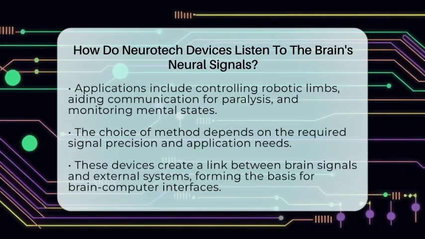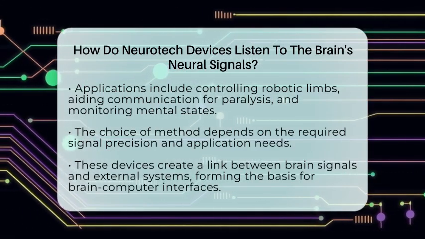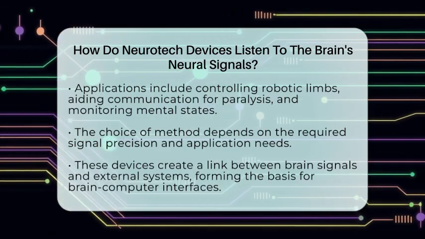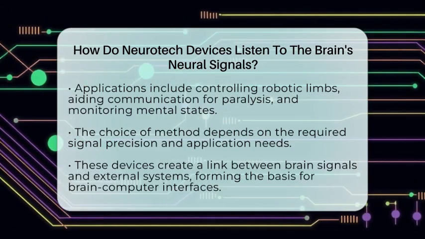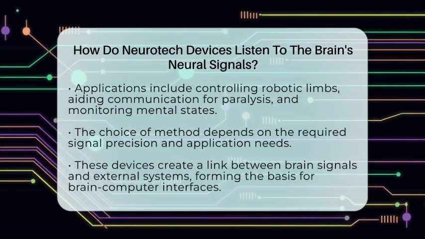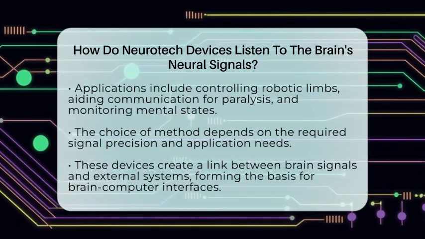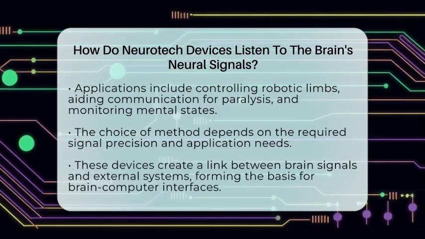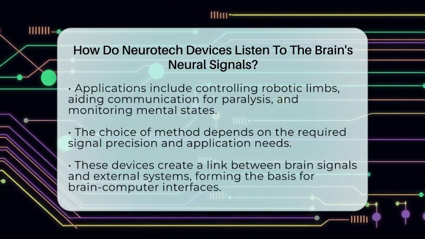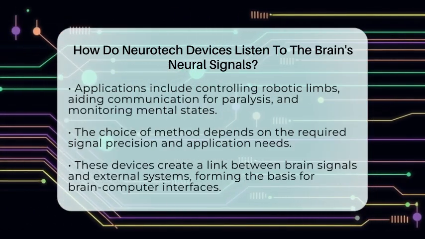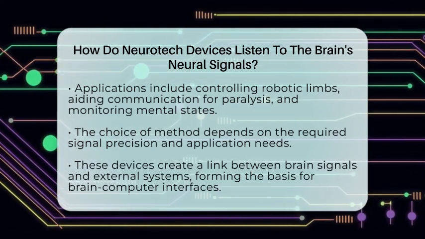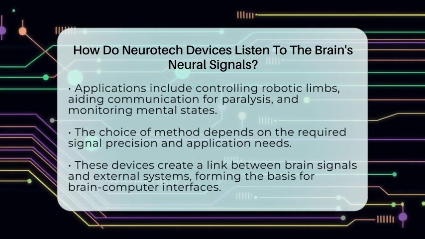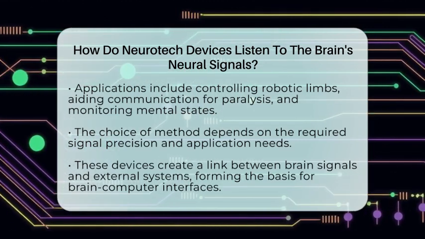In essence, neurotechnology devices listen to the brain by detecting the electrical activity neurons produce. They do this either through sensors on the scalp or by implanting tiny electrodes directly into the brain tissue. The choice depends on what kind of signals are needed and how precise the information must be. These signals are then processed and decoded to create a bridge between the brain and external devices, forming the foundation of brain-computer interfaces and many other neurotech applications.